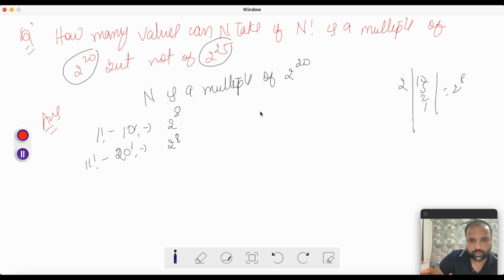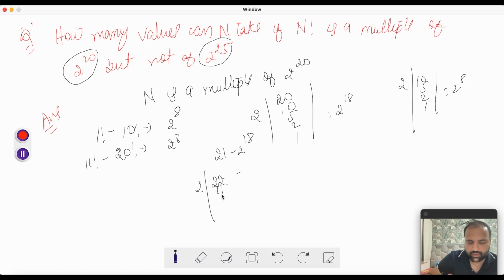So if I go for 20, it will be 10, 5, 2, 1. So we have 10, 15, 17 and 18. 20 factorial has 2 to the power 18. Then 21, it would be the same because we are not adding any. In 21 there is no 2 getting added, so still it would be this. In 22 we can check. In 22 it should be that. So 11, 5, 2 and 1.